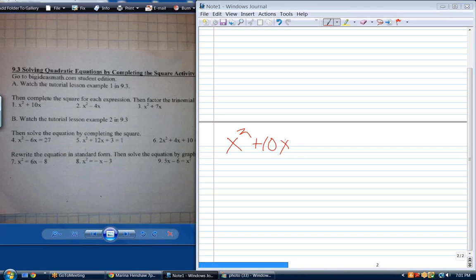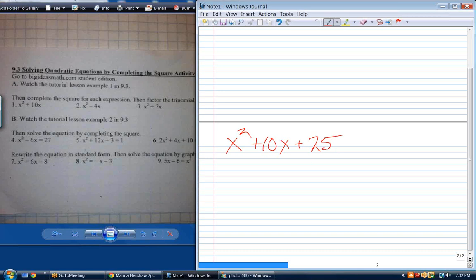It's a two-step process. Same thing every time. Take half of the coefficient of the x term and square it. And add it. So what's half the coefficient and squared? Half of 10 is 5, and then 5 times 5 is 25. So I'm going to add 25.